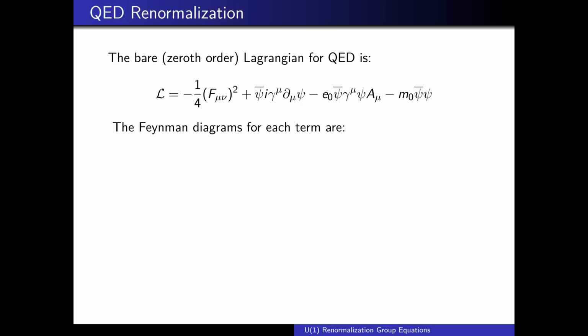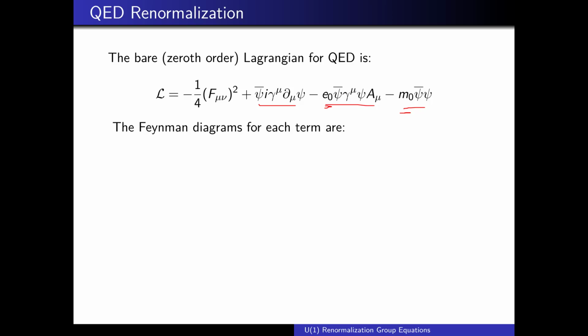Now I've explicitly written out the covariant derivative to be the pure kinetic term plus the gauge interaction term. And then we have some mass. Now these are known as the bare coefficients, this e here and this m here. These are not the physical ones we measure. These bare ones are hidden behind all the loop corrections.